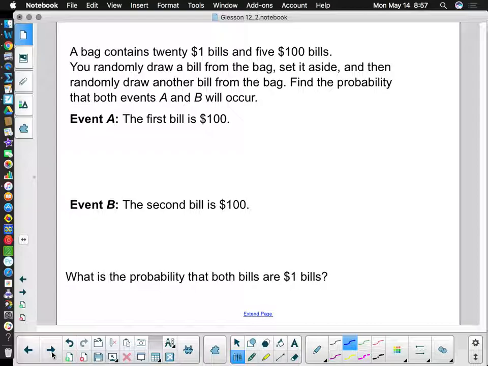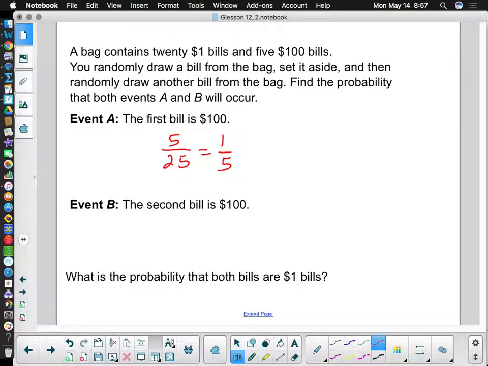What is the probability that the first bill is a $100 bill? Well, that's pretty easy to figure out. I have 25 bills and 5 $100 bills. So there are 5 possible outcomes that I want out of 25 total, or 1/5. Okay?